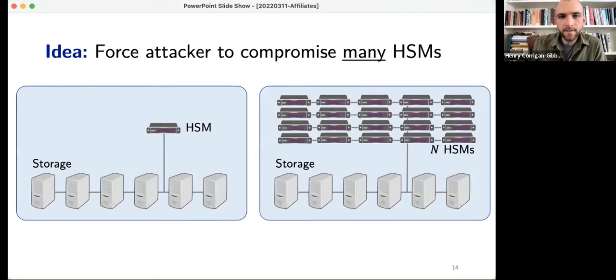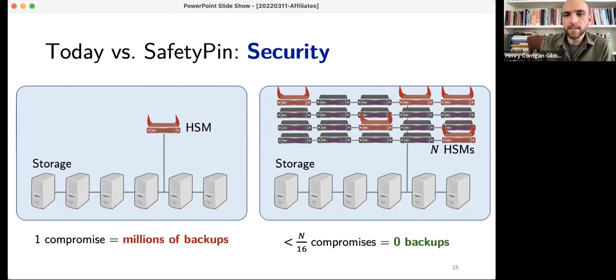The principle behind SafetyPin is that we're going to move from a world in which we have one of these hardware devices in a data center to a world in which we have many of these hardware devices in the data center, like hundreds or thousands. And to break the security of the system with SafetyPin, the attacker will have to compromise many of these HSMs. So today, if you compromise one HSM, you get millions of users' data. With SafetyPin, the idea is you should be able to compromise a fraction of the HSMs in the system, and still you should get no users' data. So it's a much, much more costly attack if you have the system deployed in the way that I'll describe.